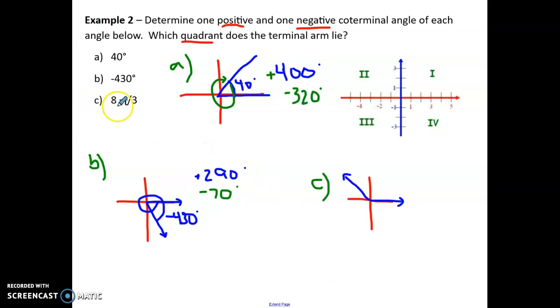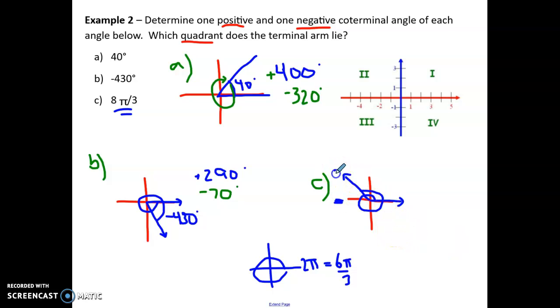Now let's go to part C. C is going to be the trickiest because it's in radians. So when I think about 8 pi over 3, I'm going to compare that to one whole loop around the circle. And remember that one whole loop around would be 2 pi radians. And if I get that with a denominator of 3, that would be like 6 pi over 3 radians. So that means 8 pi is more than a full loop around. And so it ends somewhere in quadrant 2, because 9 pi over 3 would be over here at the pi marker.